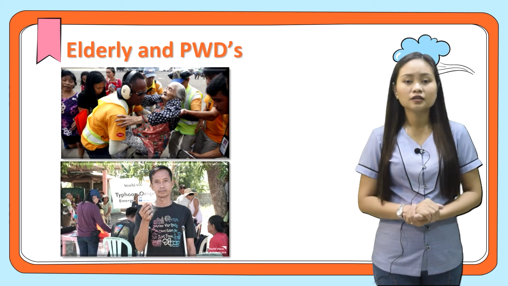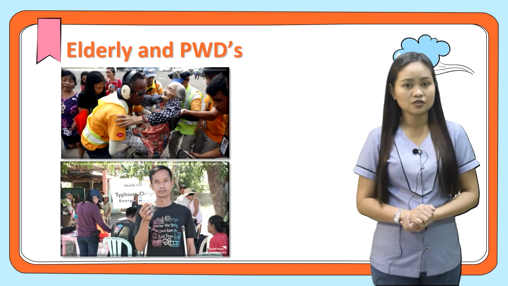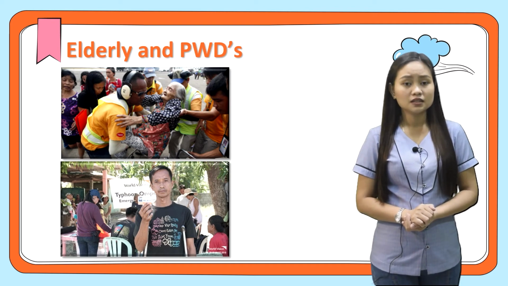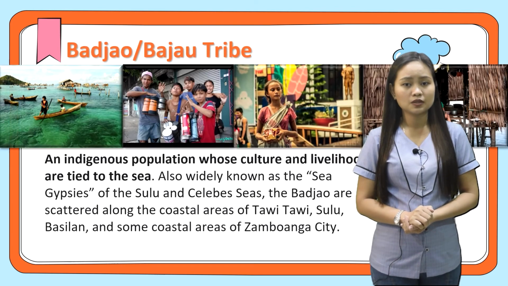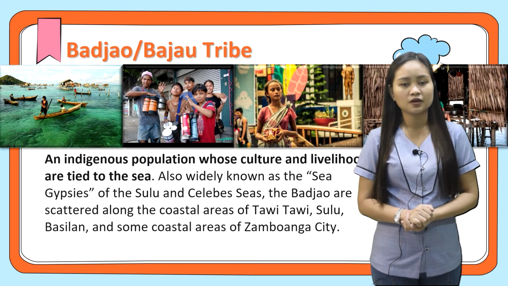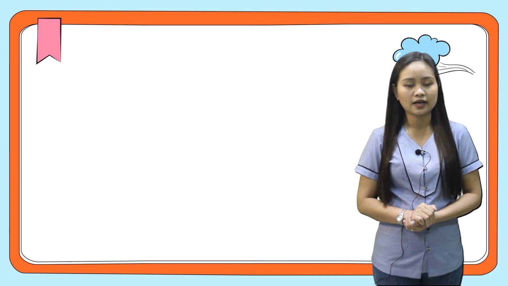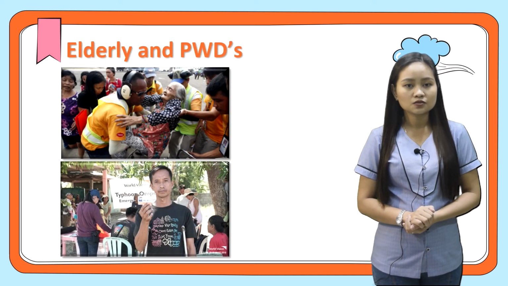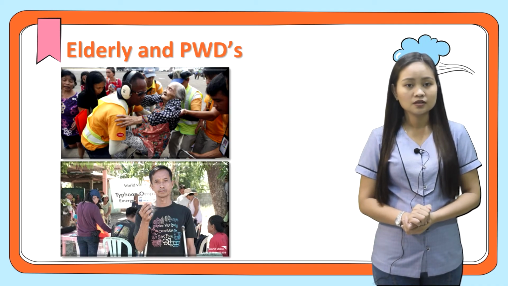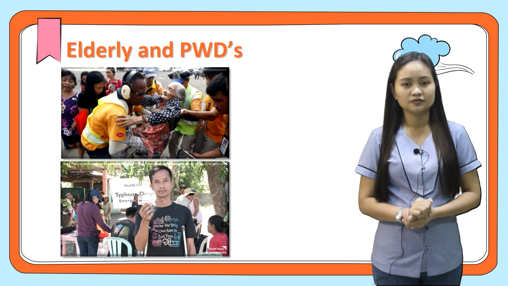How about the elderly and persons with disability? Are you going to laugh at them because of their deficiencies? Indigenous people and PWDs often face discrimination because of their physical appearance and deficiencies. Remember that they are just like us. Let us always treat them with love and respect. We are different in color, race, and culture, but we are all created by God.